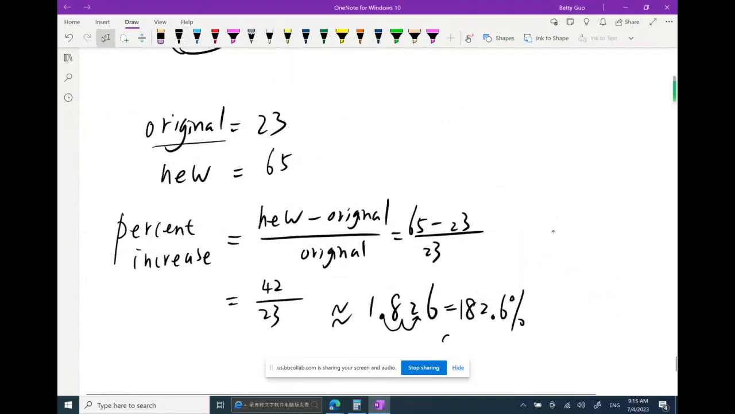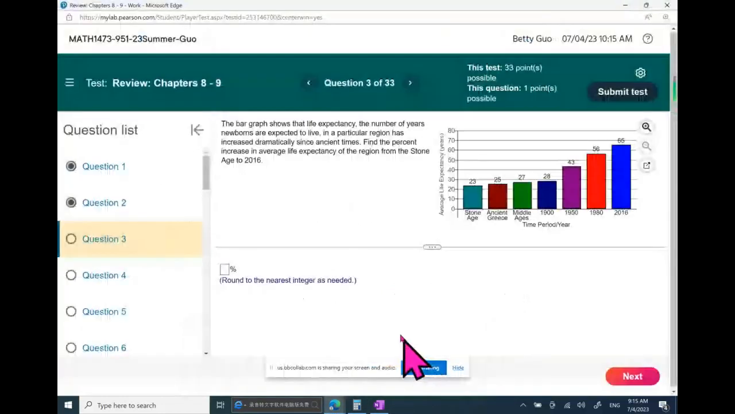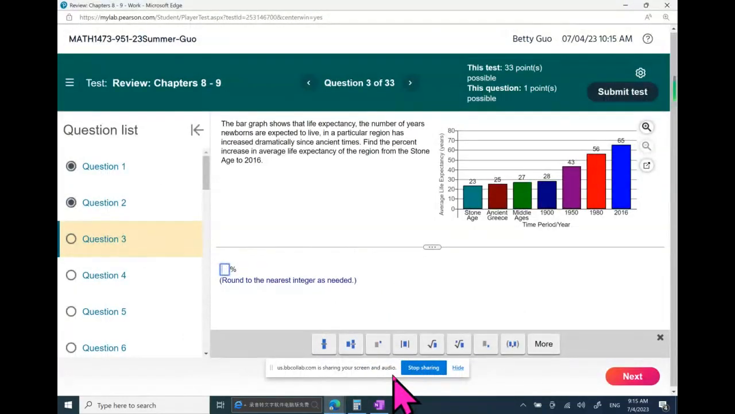So we're going to round it up to 183%. You see how we handle the rounding right here? Not just do you need to know what is original and what is new, what is the formula to compute the percent increase. You have to take good care of the rounding part, the last part. So the answer that we're going to enter is going to be 183. Okay, please do not enter the decimal you got.